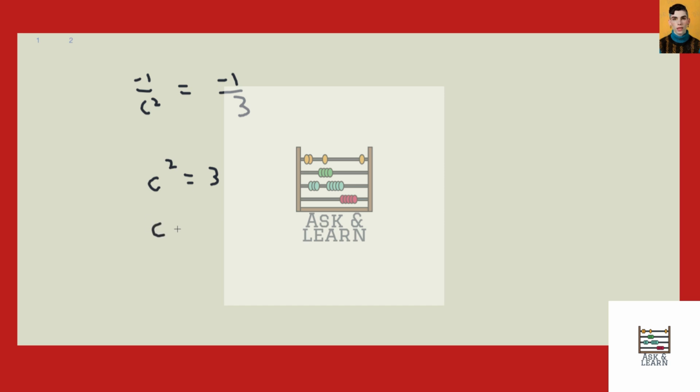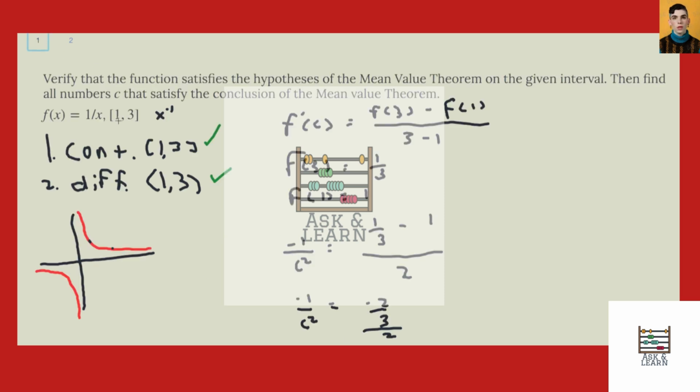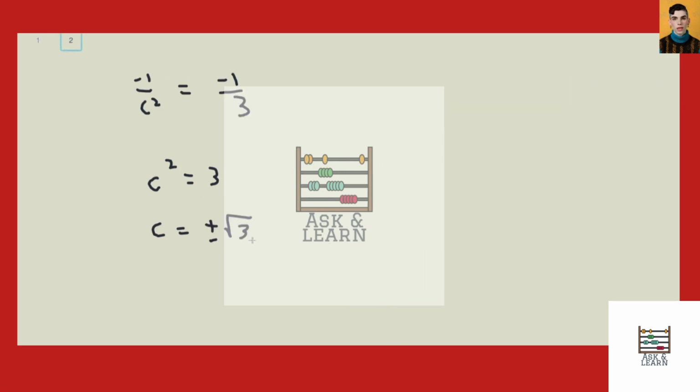And we take the square root of both sides. And remember, the square root gives us a plus or minus. So this is plus or minus root 3. And our interval, as you recall, is only from 1 to 3, so it's all positive numbers. So the negative root 3 actually is not included in our answer. So this is only positive root 3. That is our answer.